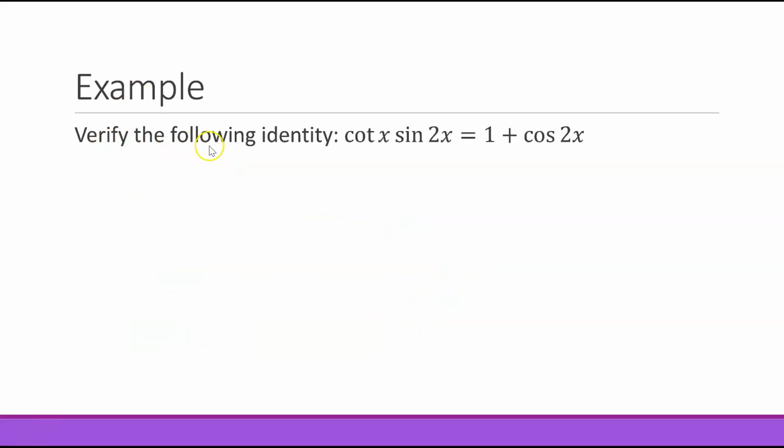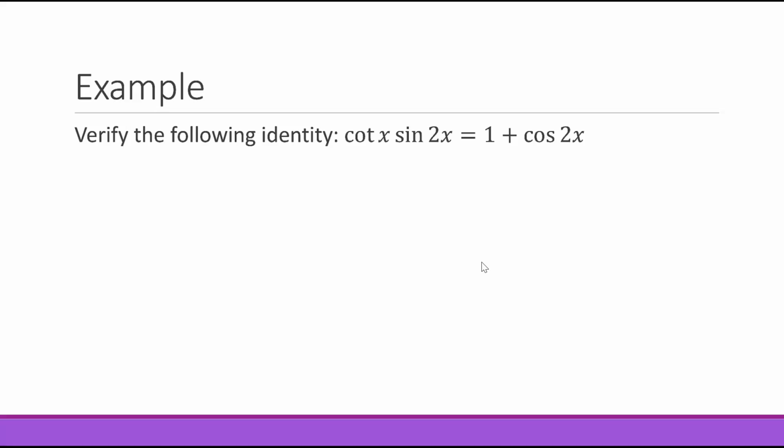Here we want to verify the following identity. So cotangent x times sine of 2x equals 1 plus cosine of 2x. So we can take one side and manipulate it and get it to look like the other side, or we can work on both sides separately until we get them to look like the same thing on both sides. So that's going to be the approach that I take, just because I already see that the left side and the right side have a double angle identity involved. So I'm going to want to work on each side here.